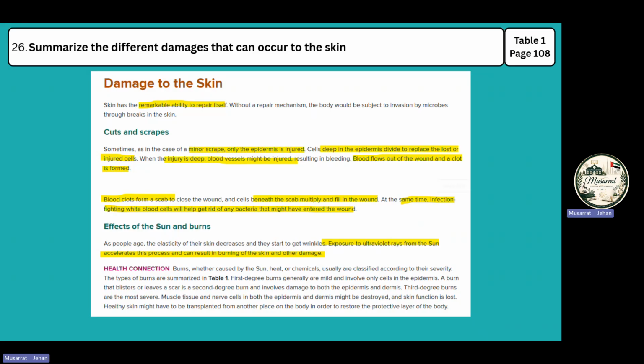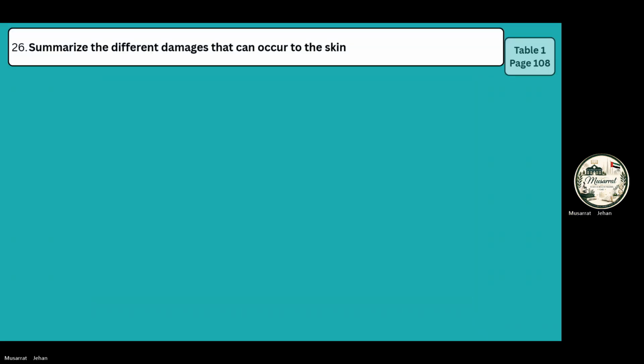The muscle tissue, the nerve cells, both the dermis and epidermis are destroyed and damaged, skin function is destroyed, and maybe the healthy skin will not form. It has to be transplanted from another part of the body. So that is a third degree severe burn.